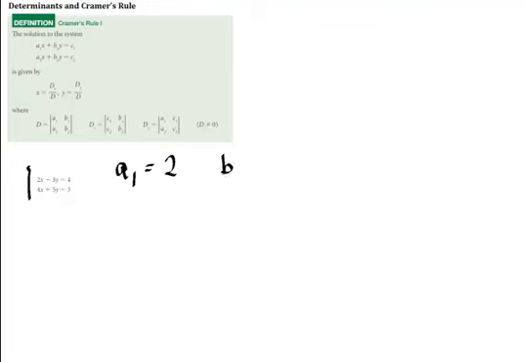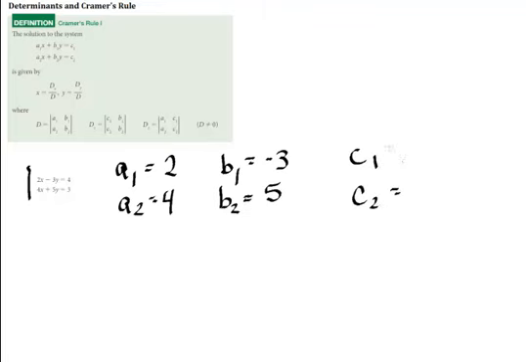In the B1 position, I have a negative 3. In the A2 position, or the A position in equation 2, I have a 4. And in the B position next to the Y in equation 2, B2 is a 5. Then C1 and C2, whatever it equals, or that constant: for the first one it's a 4, and for the second one it's a 3. So make sure you know where I got those numbers.